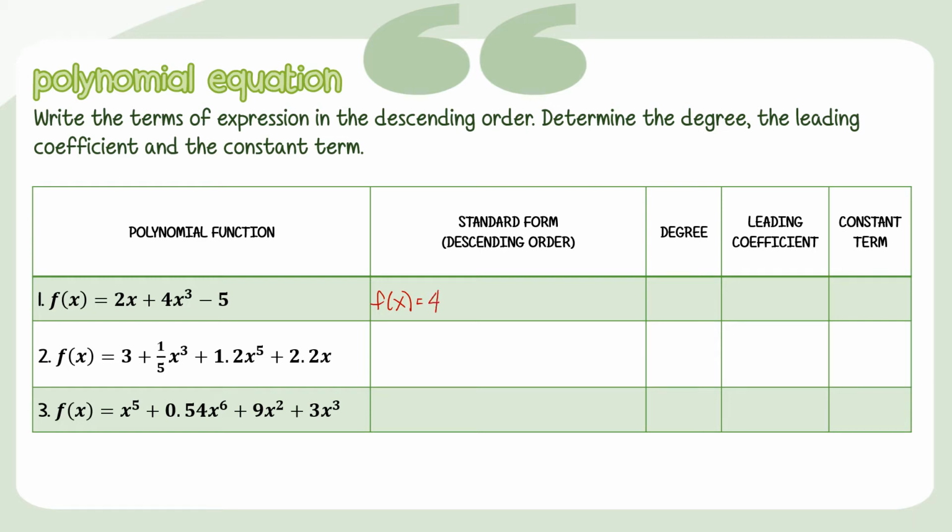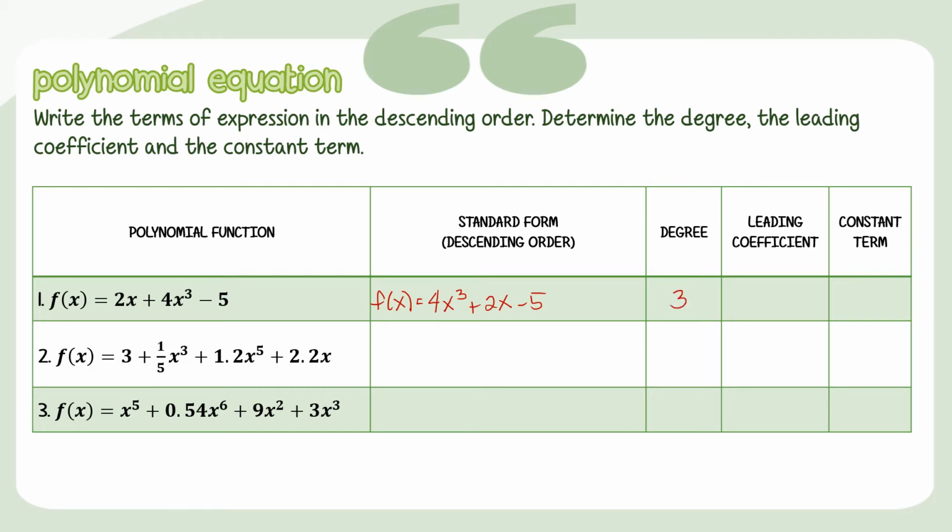So, this is 4x cubed. Next, 2x. Next is negative 5. Kumbaga, i-arrange nyo lang ulit yung ating polynomial. Alright? Now, what is the degree? Degree is the highest exponent. So, we have 3. What is the leading coefficient?